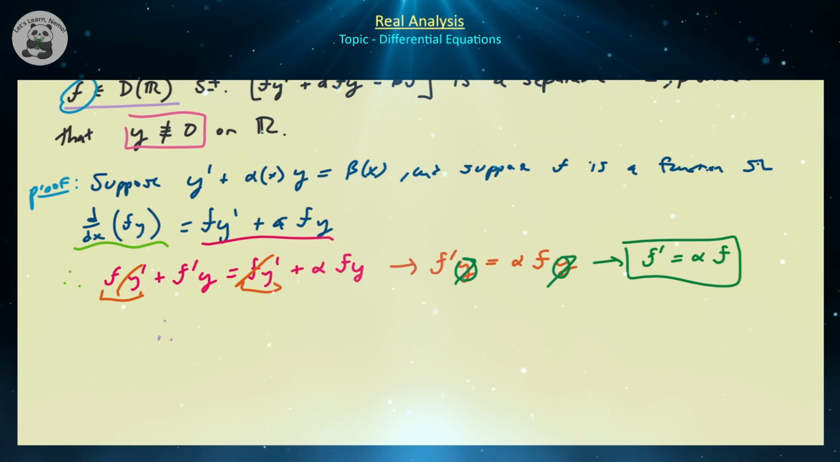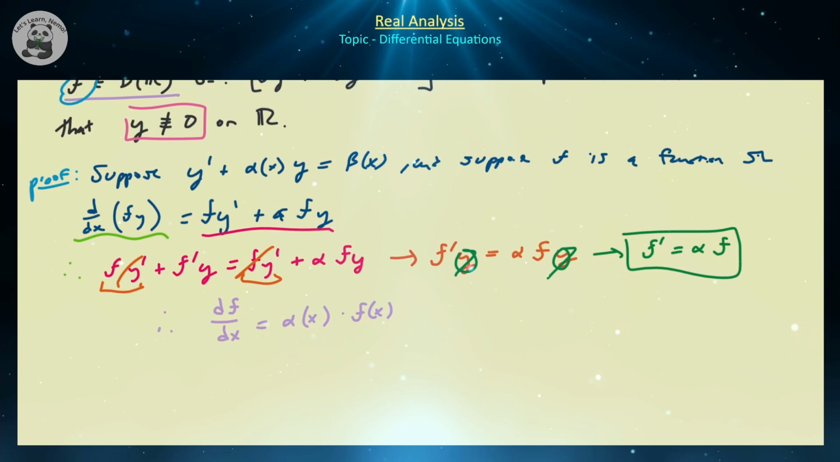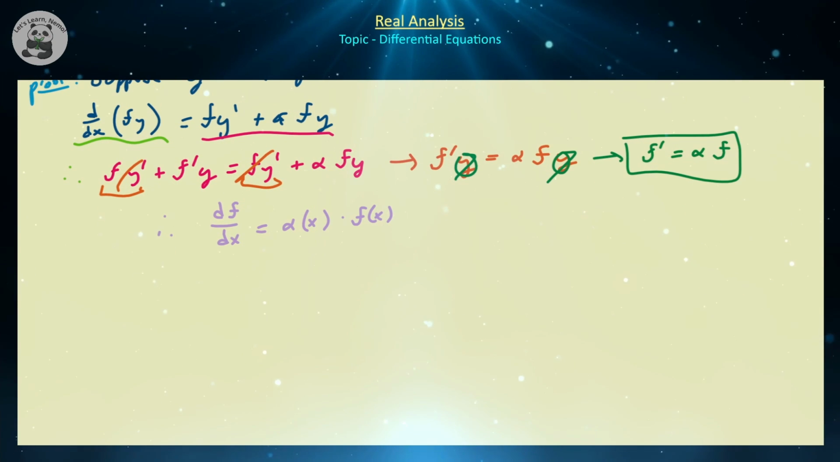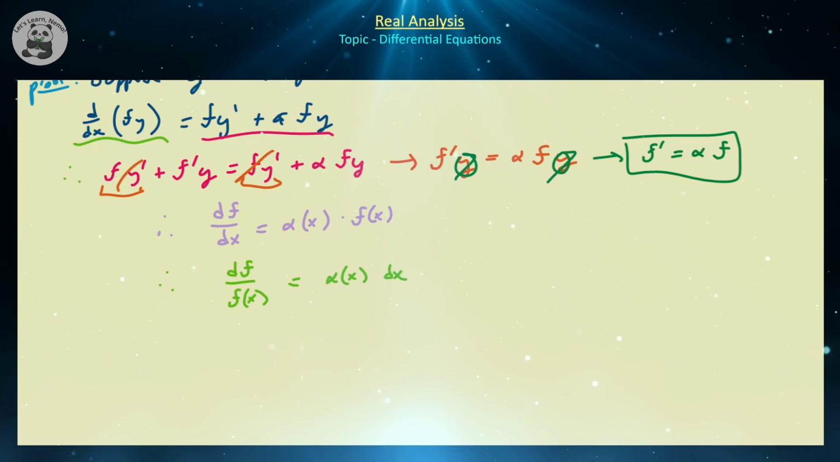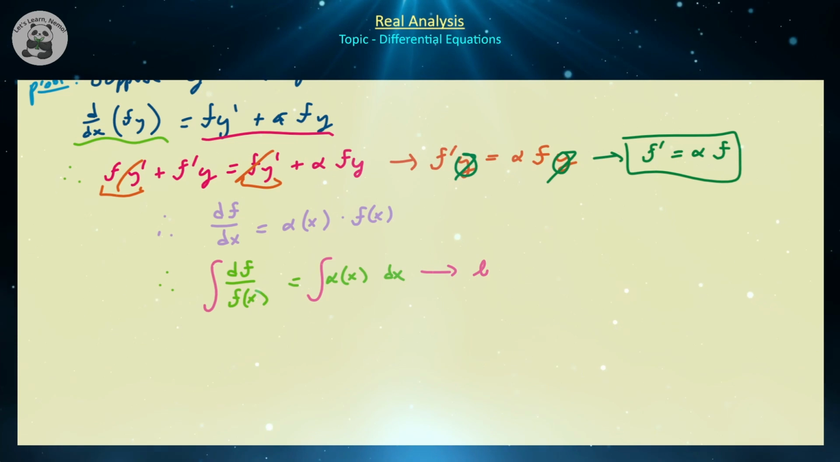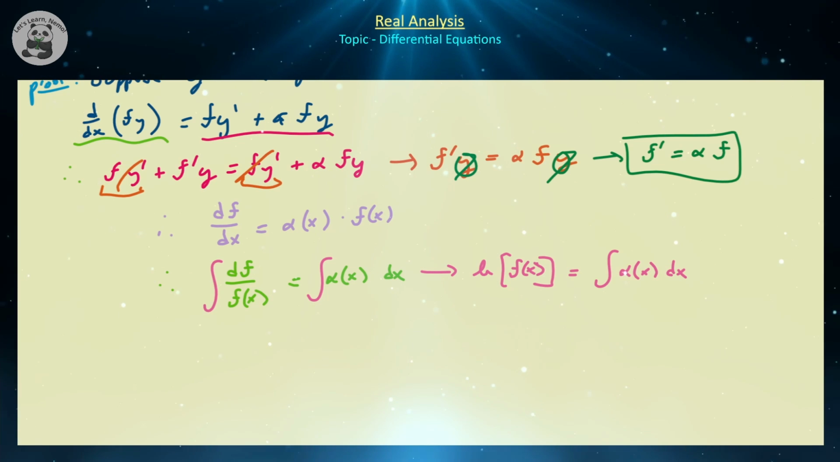So if we write that in differential form, we can write that as the derivative of f with respect to x is equal to alpha of x times f of x. And we can move our f's to the left-hand side and our differential of x to the right-hand side. So we're going to have the differential of f divided by f is going to be equal to alpha of x dx. So if we integrate both sides of this equation, the integral of 1 over f with respect to f obviously is going to be equal to the natural log of f of x, and that's going to be equal to the antiderivative of alpha x. So this is where the Riemann integrability of alpha comes into the picture.